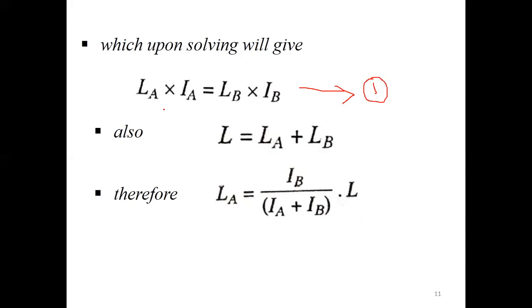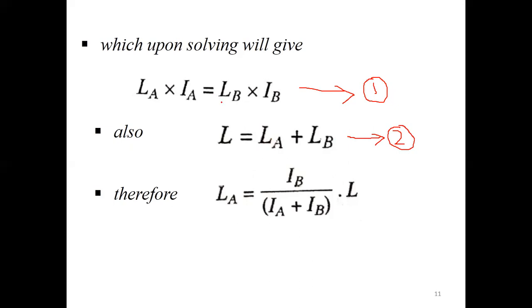So, in order to have a torsional vibration in a two-rotor system, the essential condition to be satisfied is LAIA is equal to LBIB. Please remember this equation. Now, as we know, the entire length of the shaft, capital L, is divided into two segments, length LA and length LB. So definitely it is going to be LA plus LB is equal to L. That is equation number 2.